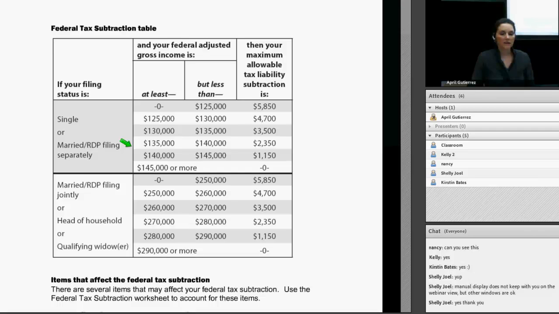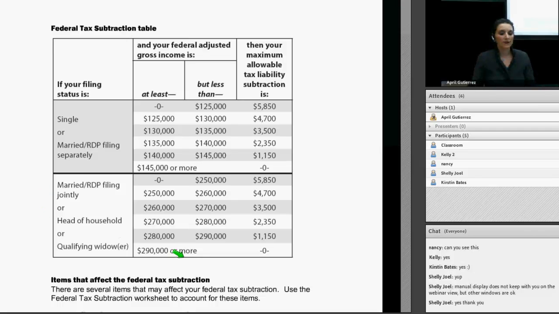If you are single or married filing separate and your federal adjusted gross income is at least 0 but less than $125,000, then you're allowed a full subtraction. And as your income increases, the subtraction phases out until when your income is $145,000 or more, you are allowed 0 federal tax subtraction. It's actually a fairly rapid rate of phase-out, only a $20,000 spread, and it's wiped out.